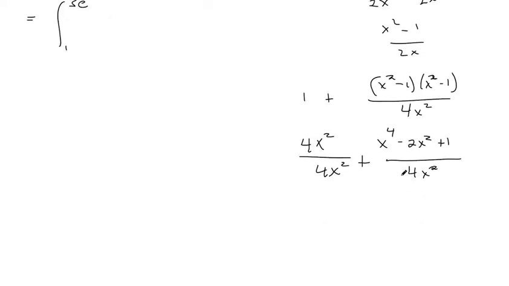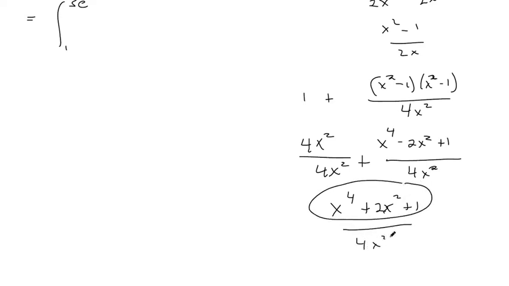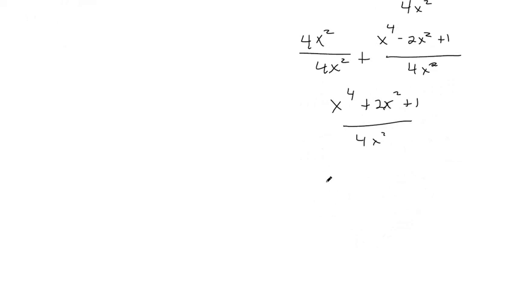And I got common denominators, so we can add them. So 4x squared minus 2x squared, that's going to be x to the 4th plus 2x squared plus 1 over 4x squared. And I think, can we factor? Yeah, we can factor that. The numerator is going to be x squared plus 1 times x squared plus 1, because I found two numbers that multiply to be 1 but add up to be 2. So in other words, it's the same parentheses times itself. So the numerator can be rewritten like this.